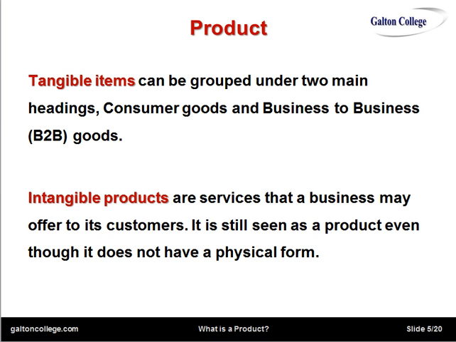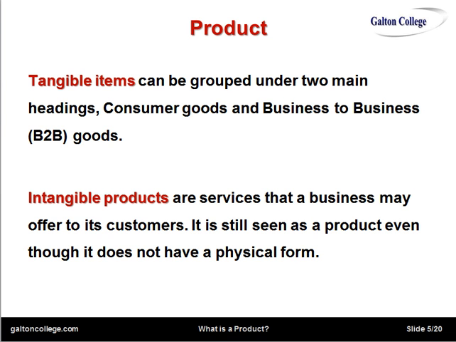Tangible items can be grouped under two headings: consumer goods and business to business, B2B goods. These are our physical goods. They can be grouped under those headings. Intangible products are services that a business may offer to its customers. It's still seen as a product even though it does not have any physical form. And indeed, intangible products, services, can be offered as consumer goods and as business to business as well.